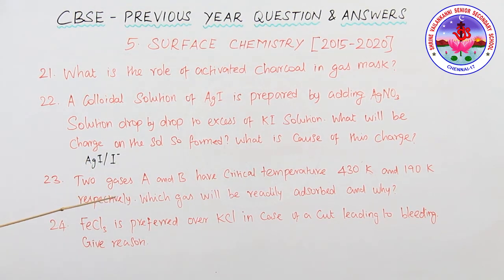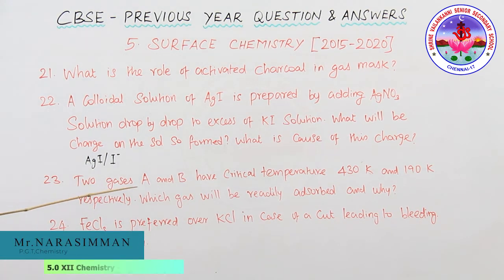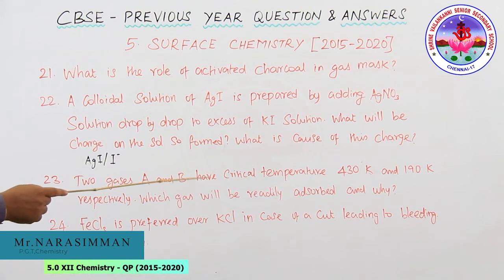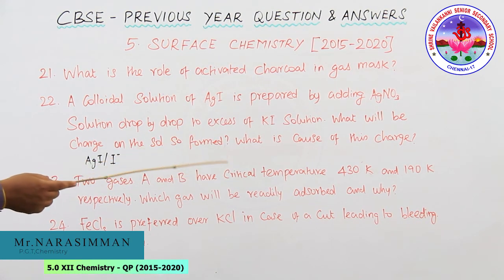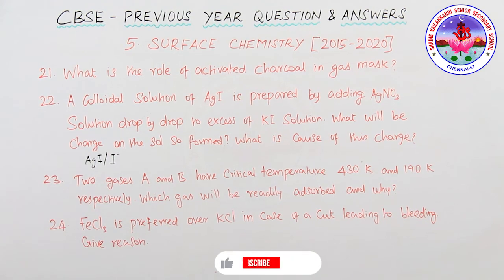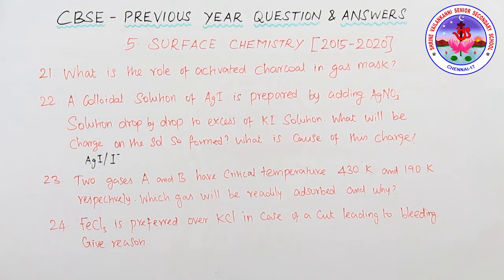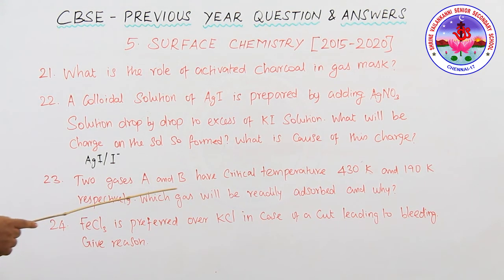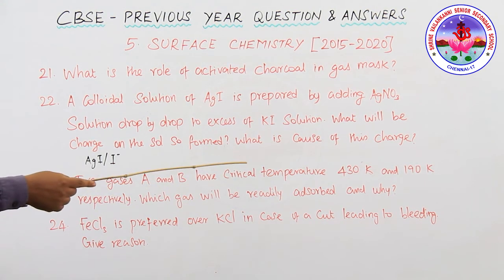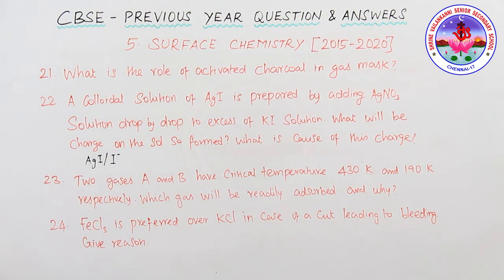Then next: two gases A and B have critical temperatures of 430 Kelvin and 190 Kelvin respectively. Which gas will be readily adsorbed and why? Here, gas A has a critical temperature of 430 Kelvin. Gas B is 190 Kelvin.